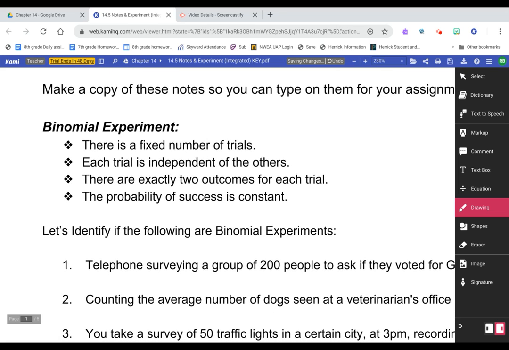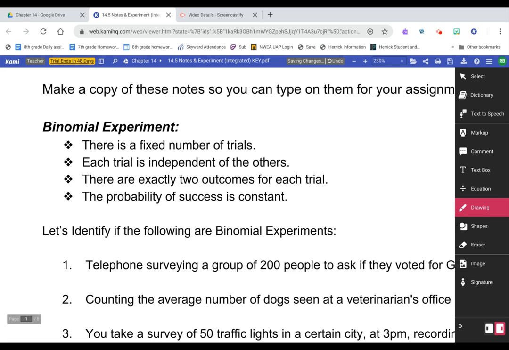The first one is that there is a fixed number of trials. The second one is that each trial is independent of the others. Number 3 would be that there are exactly 2 outcomes for each trial. And finally, the probability of success must be constant.